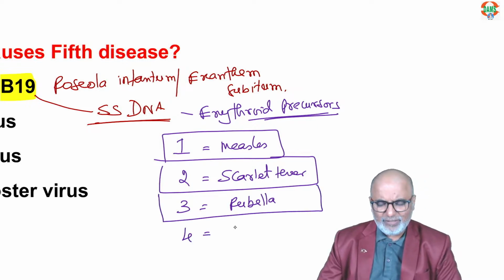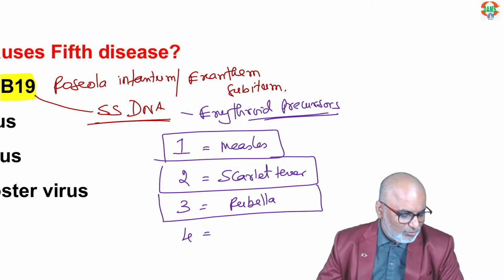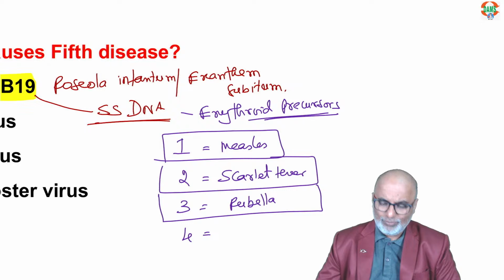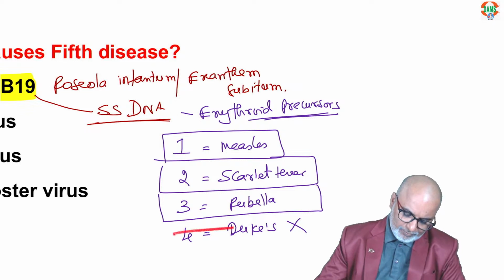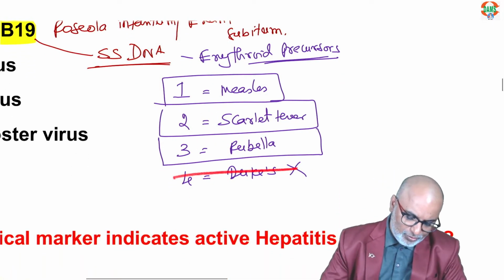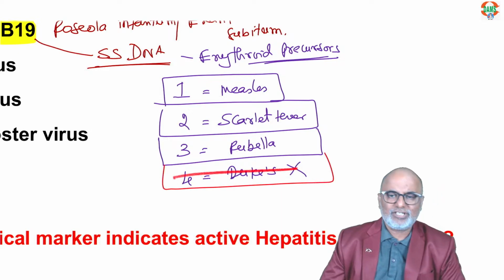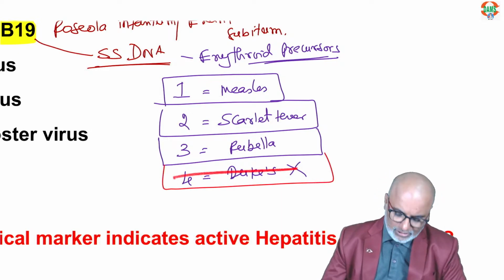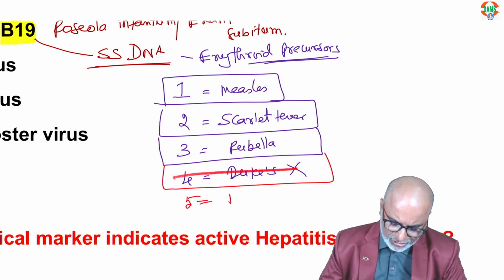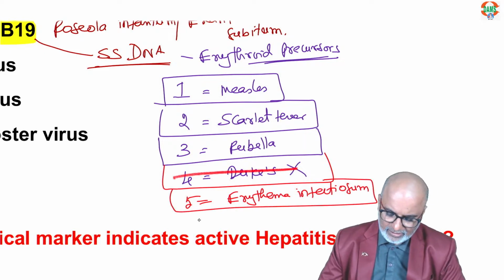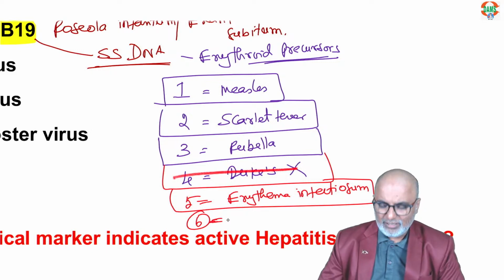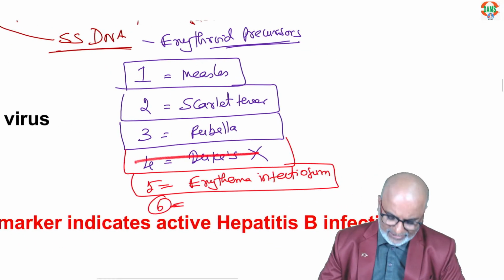Fourth was previously called Duke's disease, Filatov-Dukes syndrome. Now it has been removed from the classification, so there is no fourth disease now. They thought Staphylococcus was the agent, but no, not now. Fifth is erythema infectiosum, parvovirus B19. Sixth is Roseola infantum, human herpes virus 6.